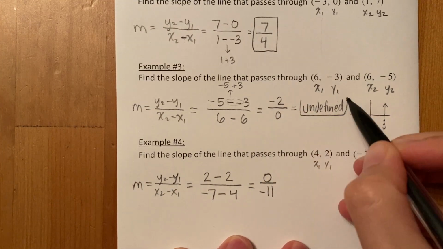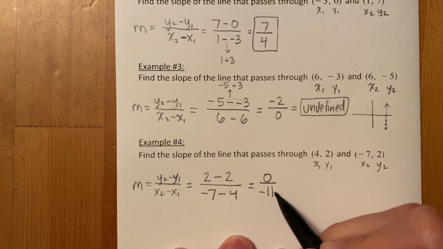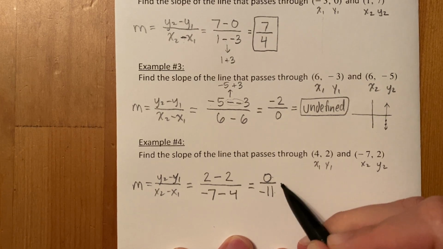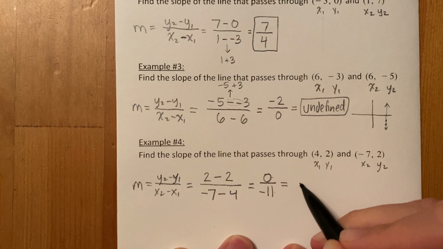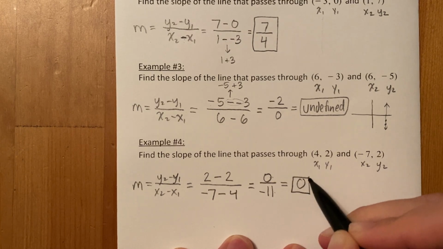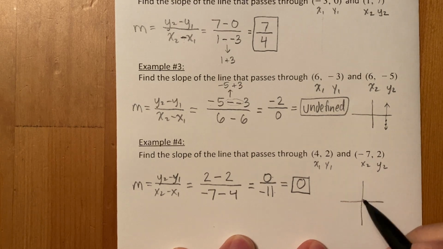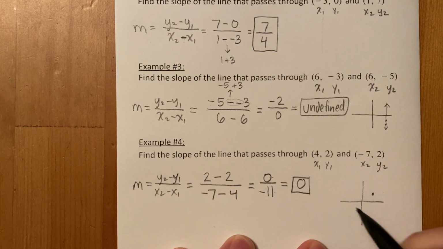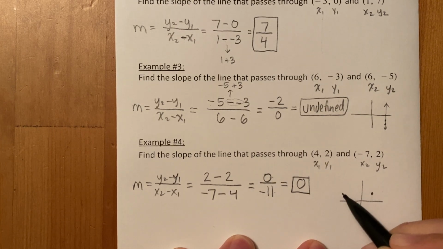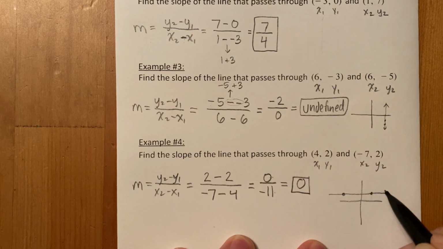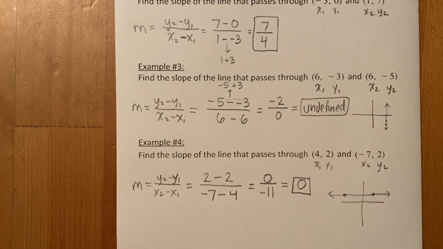Sorry, undefined was for the previous one. This is 0 divided by negative 11. I have 0 cookies. If I'm going to share it with 11 people, each person gets 0 cookies. So this slope is 0. Again, we can plot the points really quick and check that that makes sense. Here's 4, 2 and negative 7, 2. And we see that the line that passes through them is a horizontal line. And that does have a slope of 0.